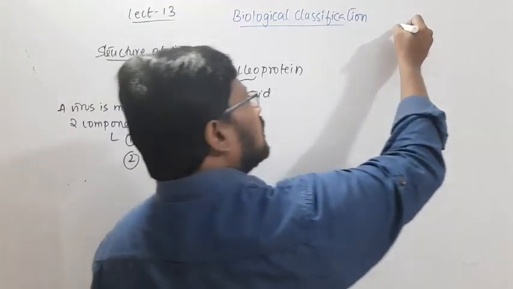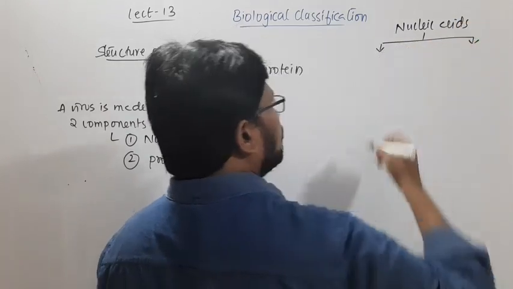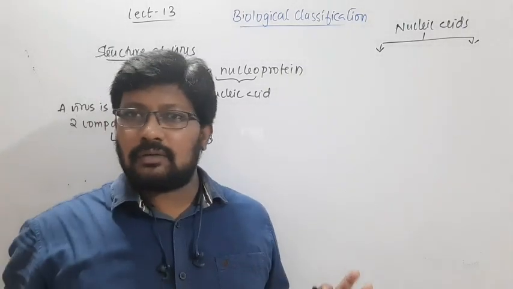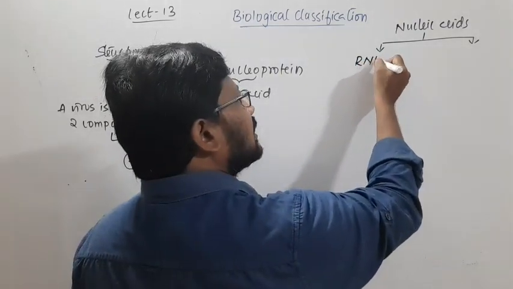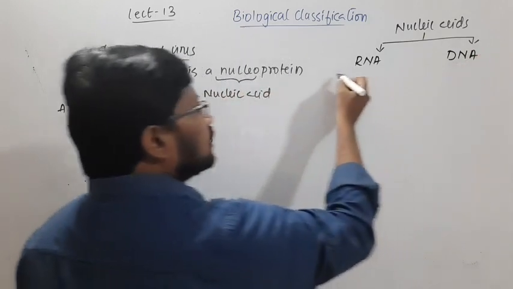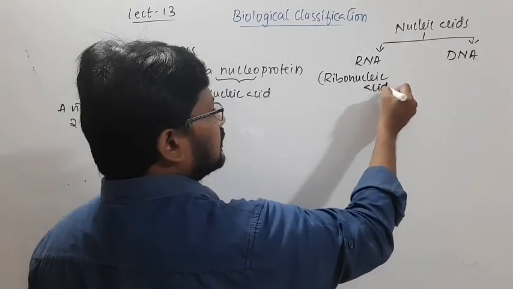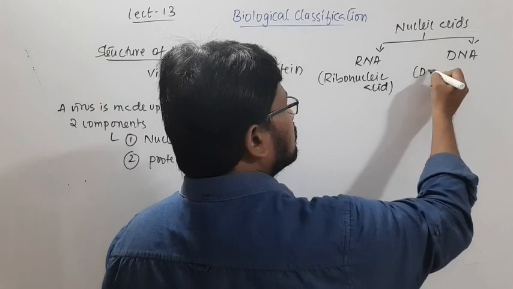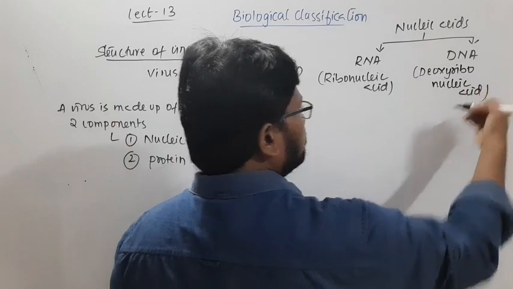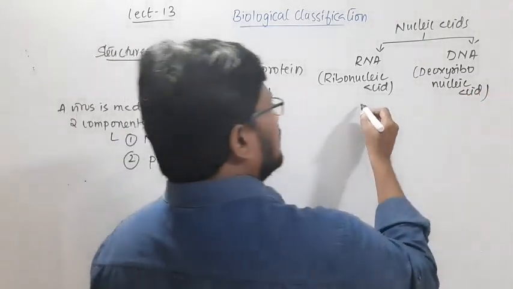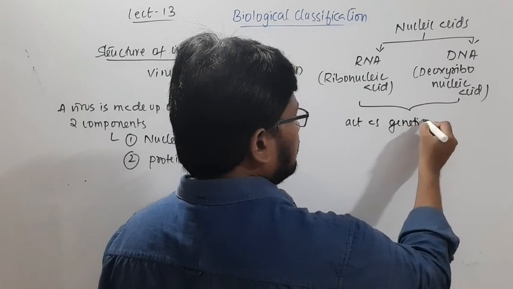Now here the nucleic acids are of two types. Okay, only two types in the entire, in biology we don't have any other types of nucleic acids. Only two types of nucleic acids, RNA and DNA. So here the full form of RNA is ribonucleic acid, and coming to the DNA, whose full form is deoxyribonucleic acid, right? And these two can act as genetic material.